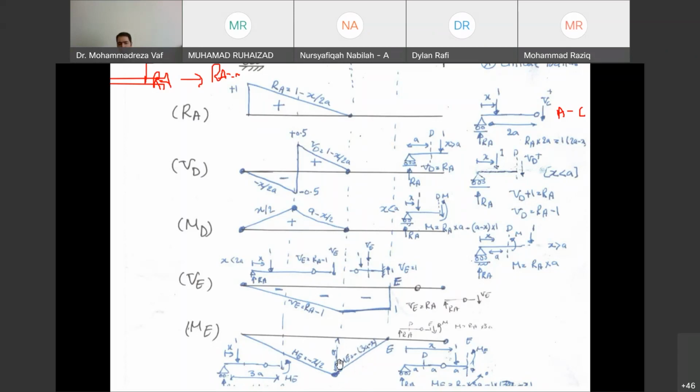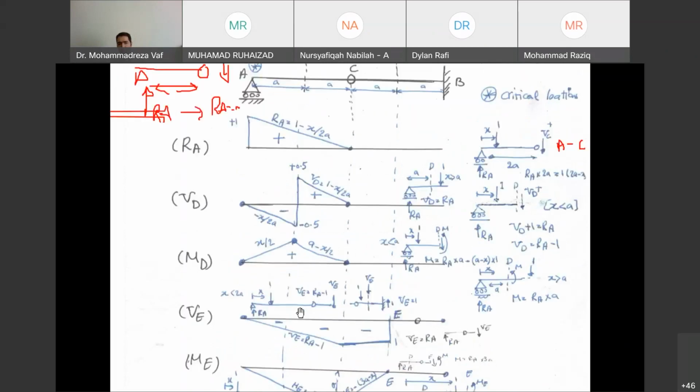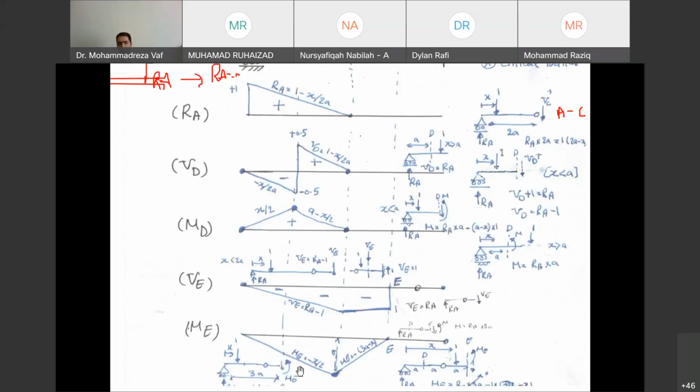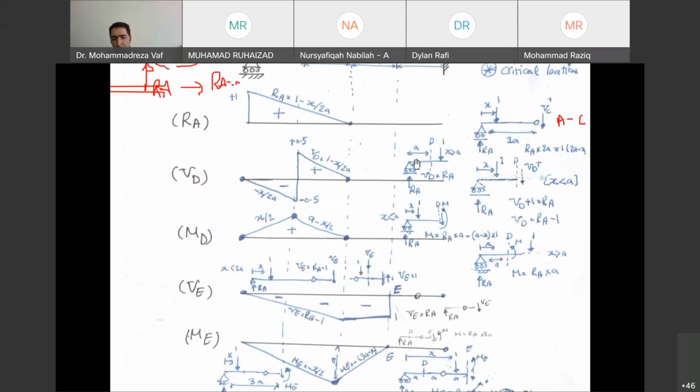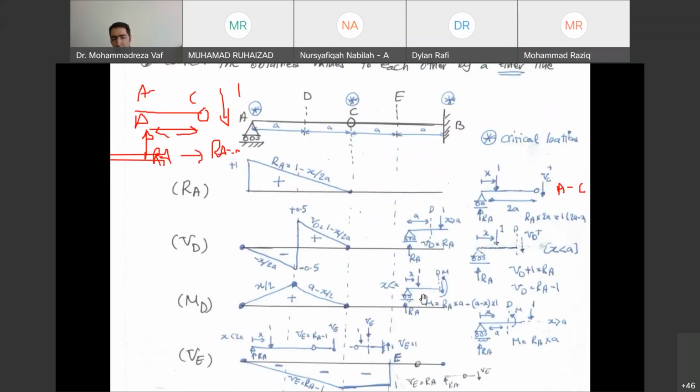So again, whatever value you have for RA, you can put it inside the equations that you have got, and you can draw the influence line for ME. Again, this curve is telling you that the bending moment at point E is changing according to this graph when the load is moving from point A to point B.